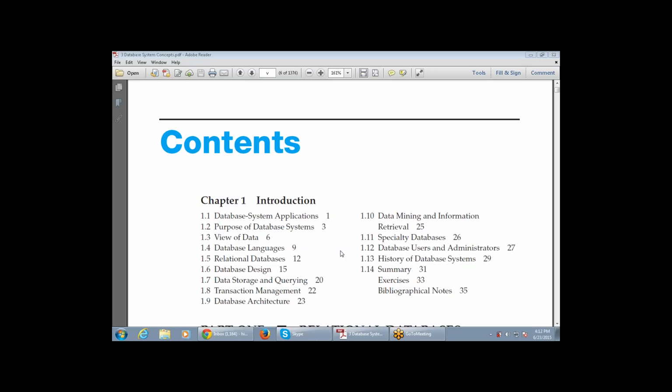So let's start with the previous class session and then move to today's topic, database languages, that is, the various database languages that are available in the database.